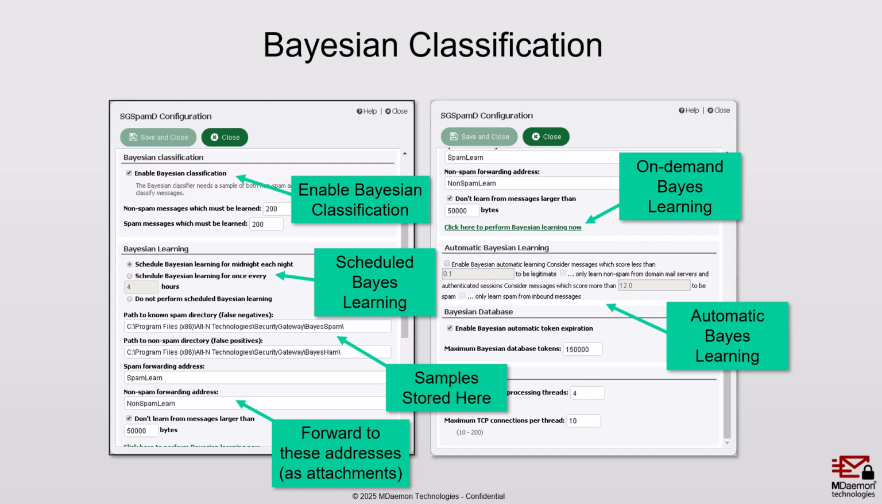Over here on the right-hand side, you have a button or a link to perform Bayesian learning on demand at any time. And to help automate the process, you can enable automatic Bayesian learning, which will learn from messages based on their scoring threshold. So if you set these scoring values, say for legitimate messages, you could put a low number here, like a 0.1. Those will all be considered legitimate. And then a high scoring value, for example, would be considered spam messages.